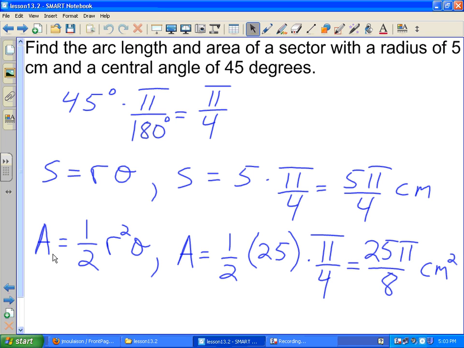The area, well, that's 1/2 r squared theta. The r is given to me as 5, so r squared will be 25. Theta, I converted from degrees into pi over 4 radians. So theta is pi over 4 radians. And when I multiply, I get 25 pi over 8. And that's area. That'll be centimeters squared.